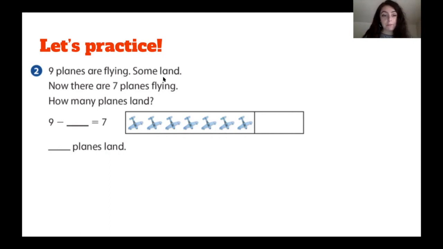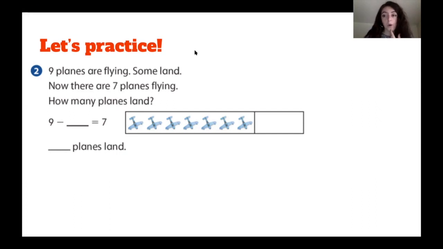And then some of them land. Did they tell us how many land? Nope. We don't know how many land. But what we do know is that there are now 7 planes flying. So in my head, I see 9 planes, and then some come down, and now there's still 7 flying. So we want to find our mystery of how many planes landed.